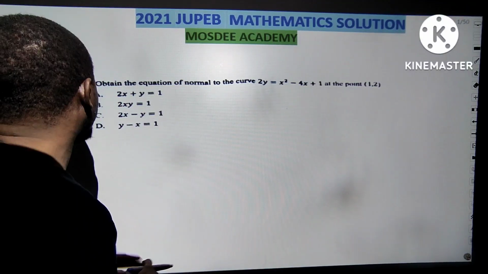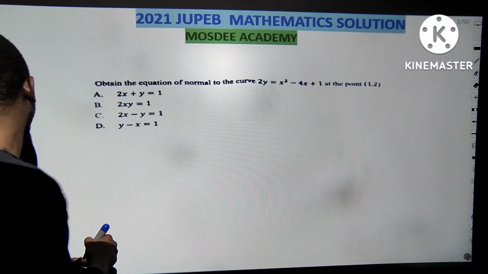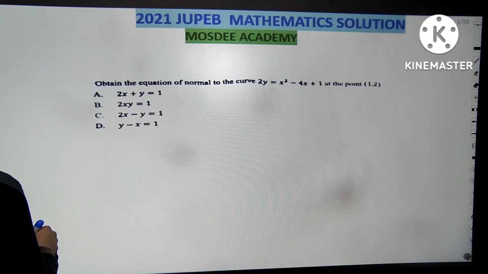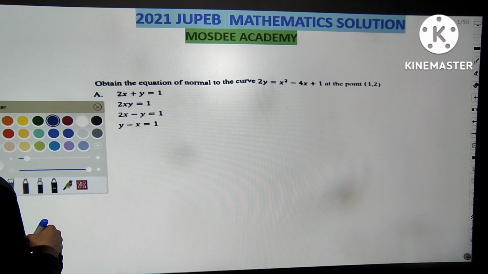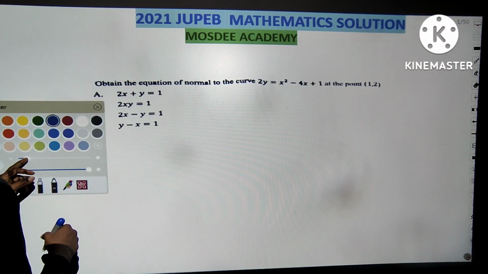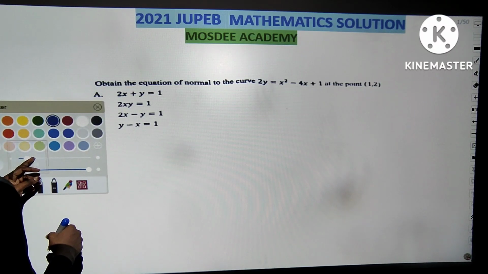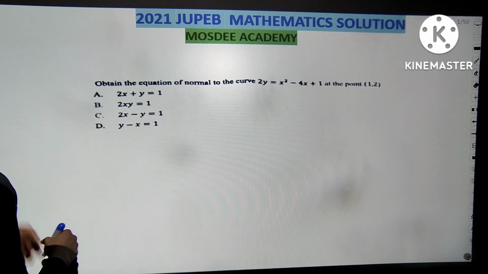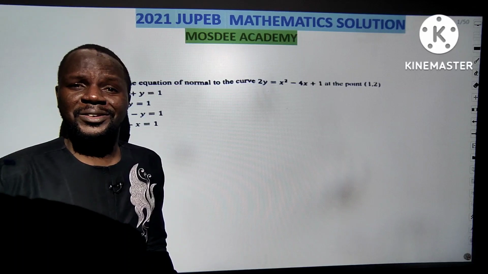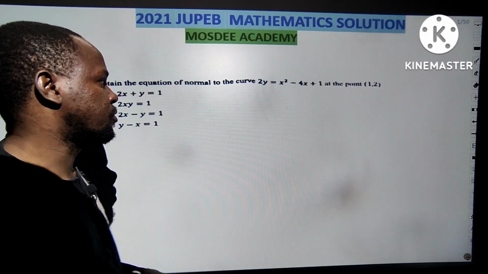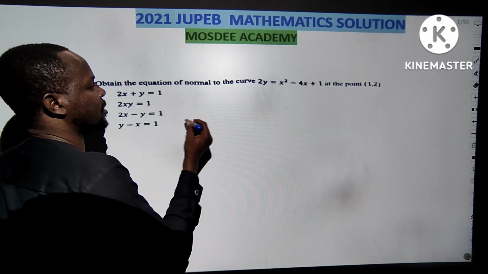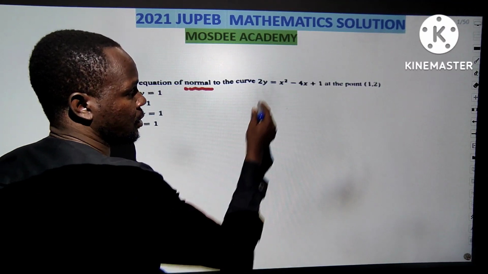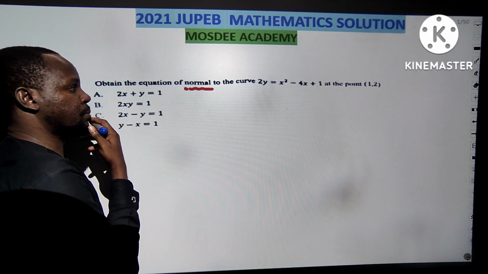The first question says, obtain the equation normal to the curve. Equation normal to the curve is our concept of gradient, which you have learned under the topic of application of differentiation. Normal equation means a line that is perpendicular. That's the only concept you need to know here. Rearrange this equation and substitute the point.